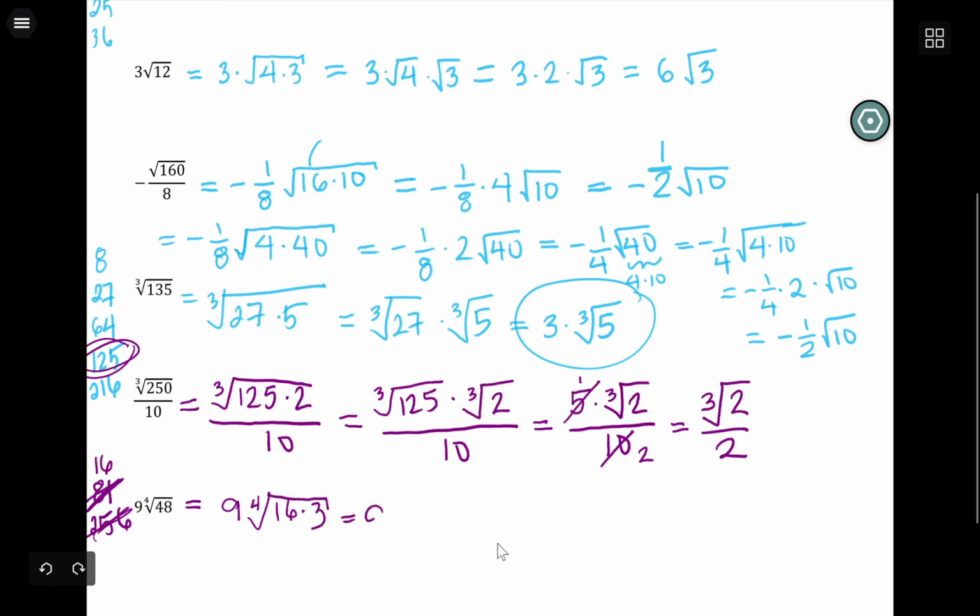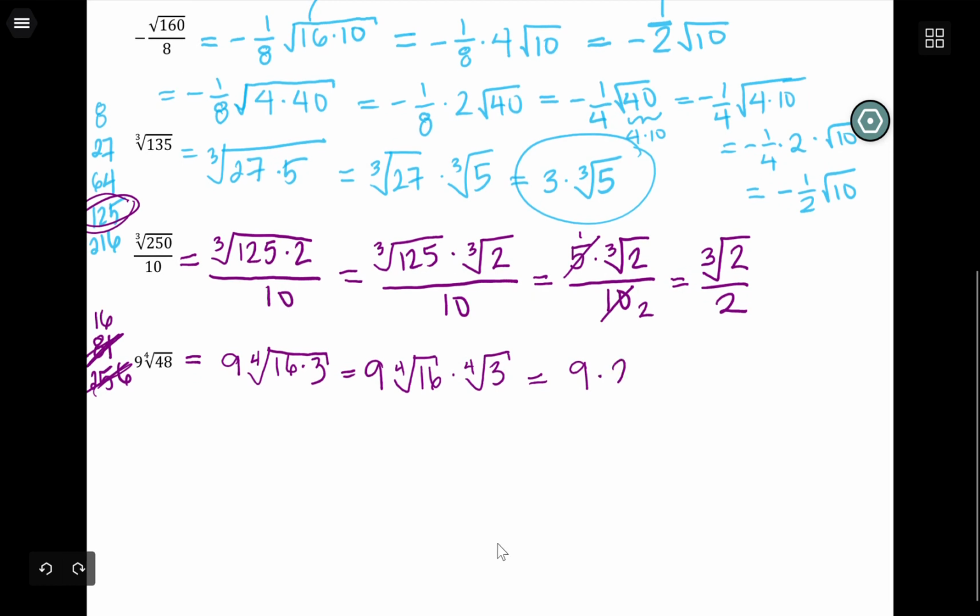So we have 9 times the fourth root of 16 times the fourth root of 3, which is 9 times, move my paper, fourth root of 16 is 2. Fourth root of 3 is fourth root of 3. So the last step will just be to go ahead and do that multiplication. 18 times the fourth root of 3.